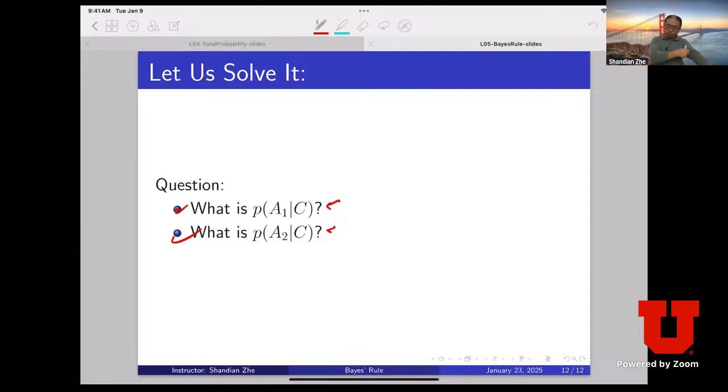Okay, so let us just calculate. According to the definition, the conditional probability of A1 given C is the joint probability of A1 and C, that is A1 intersection C, over the marginal probability of C.